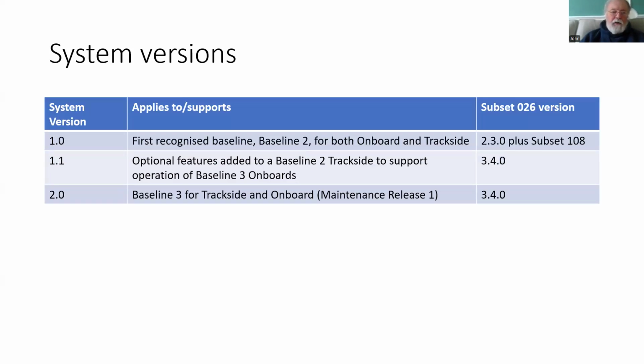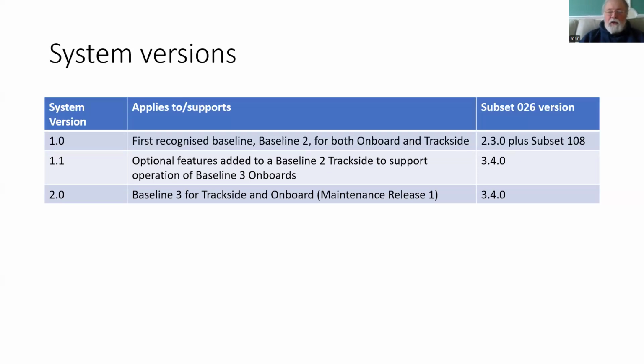Now, Baseline 3 was published as system version 2.0, and initially that was subset 26, version 3.3.0. However, before it was actually deployed significantly, it was upgraded to correct a number of outstanding issues and small errors, and was republished as 3.4.0. So nowadays, system version 2.0 refers to subset 26, version 3.4.0, and is often known as maintenance release 1.